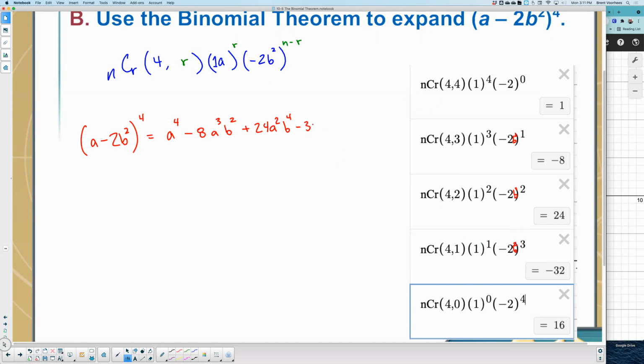So minus 32 a b to the 6th power, and finally at the very end plus 16 b squared times 4. That's going to be 8th power, so b to the 8th power, and that would be my expansion this time around.